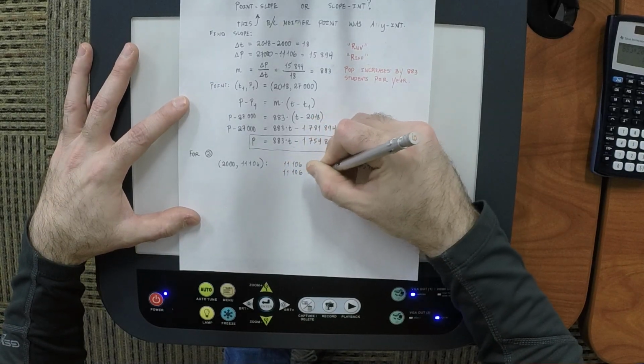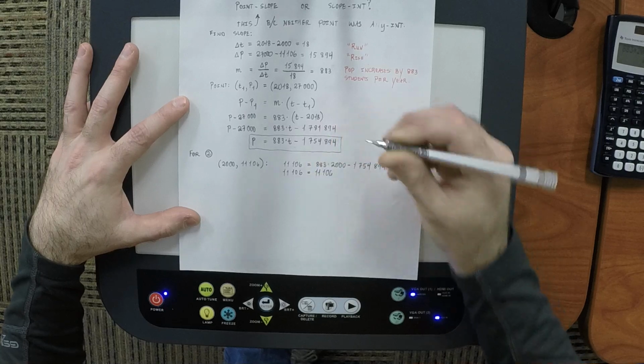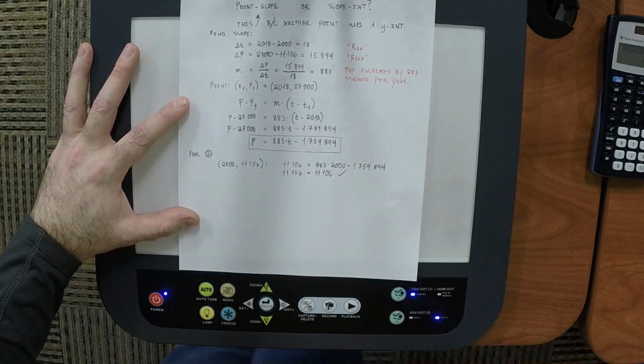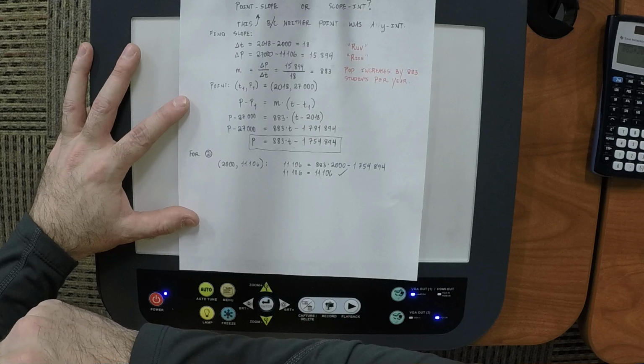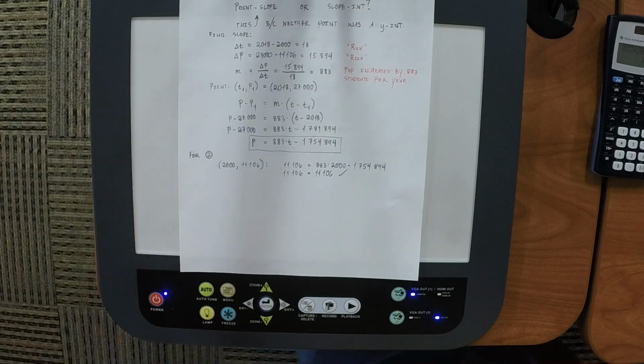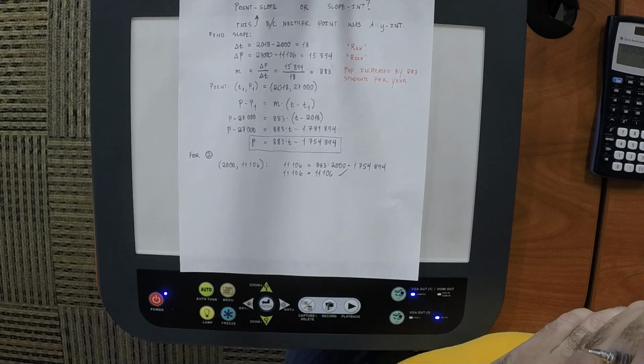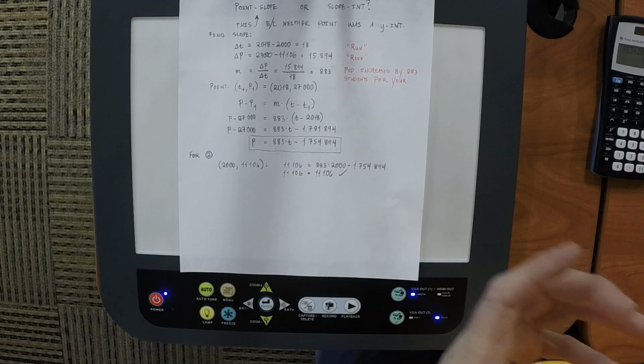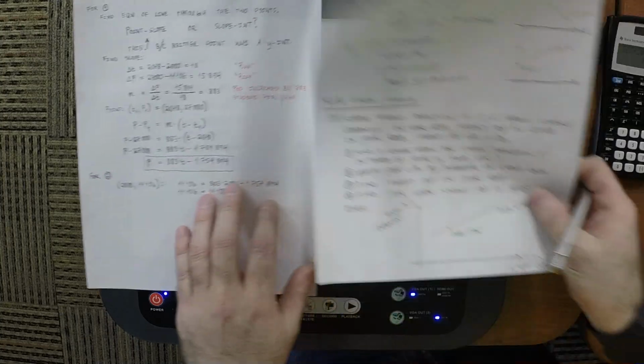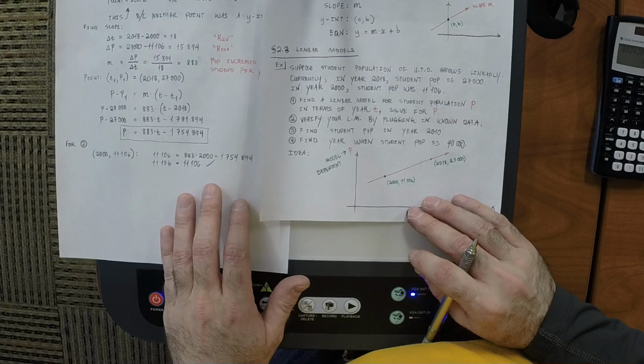11106 equals 11106. All right. So does that mean that we for sure got it right? No, because something could be going wrong. So let's be clear about what could be going wrong.